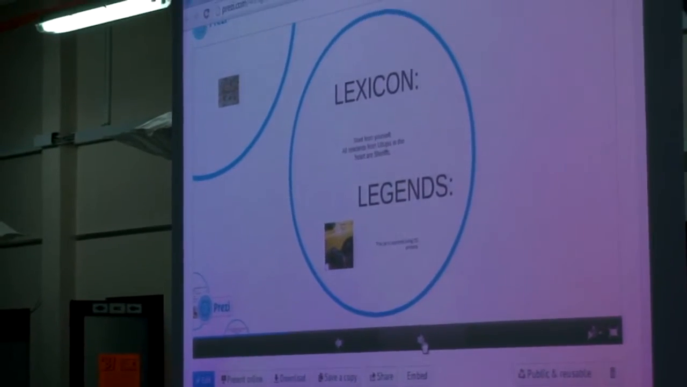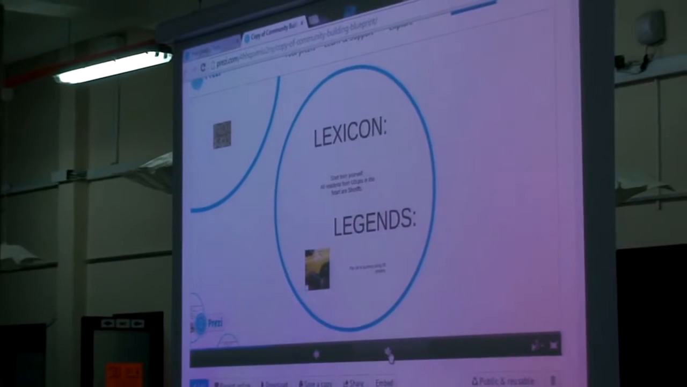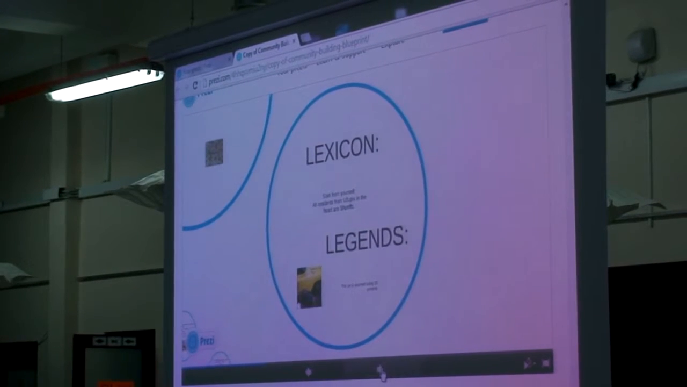Lexicon and legends. Lexicon: each community has a particular way of talking, which can make them recognize each other with just one word. For example, if I say low polygon modeling, does anybody know what it is? Low polygon modeling? Okay, you don't know because nobody here works on games. Nobody develops games, or maybe they don't often speak about this. And who knows what low poly is?